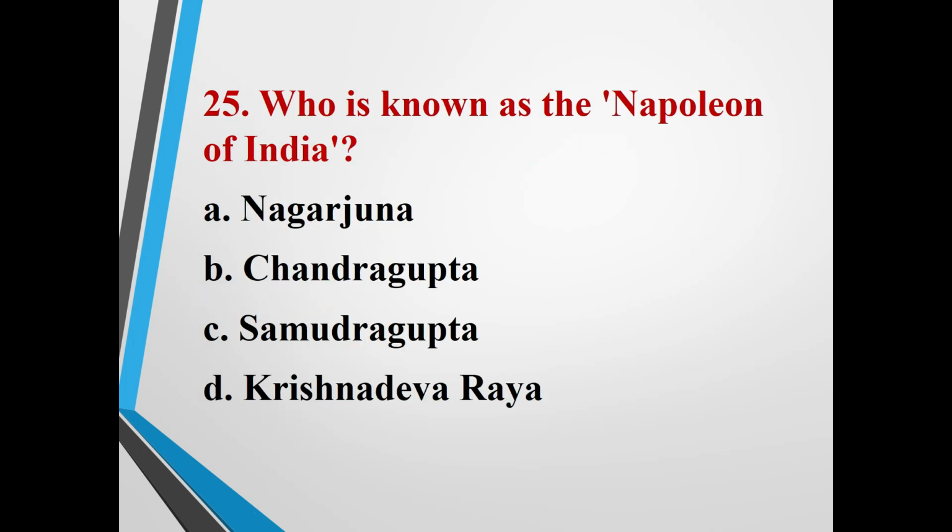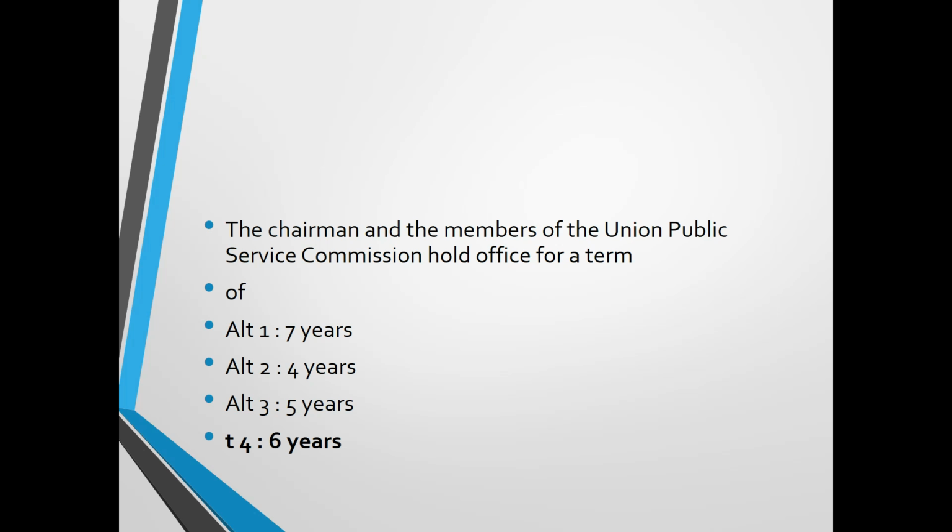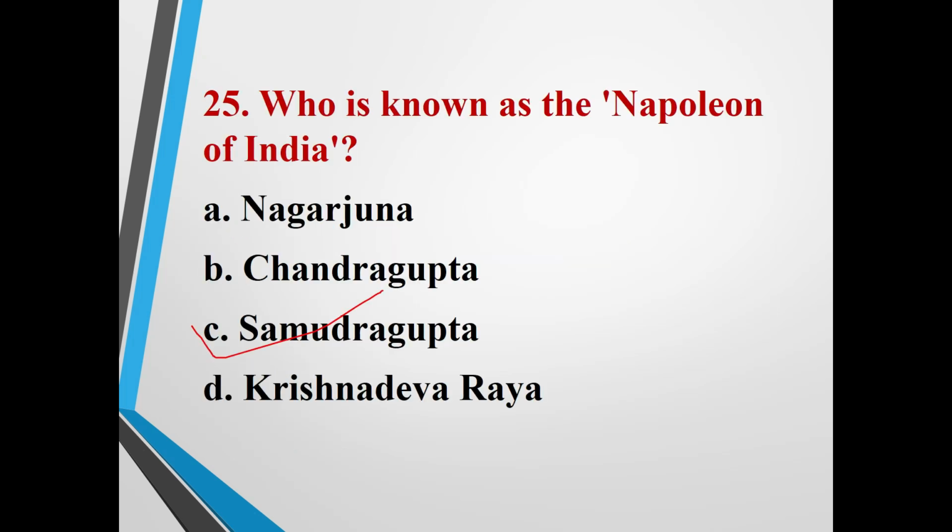Delhi. Next question. Who is known as the Napoleon of India? Options: A. Nagarjuna, B. Chandragupta, C. Samudragupta, D. Krishnadevaraya. Answer is C. Samudragupta. So Samudragupta is known as the Napoleon of India.